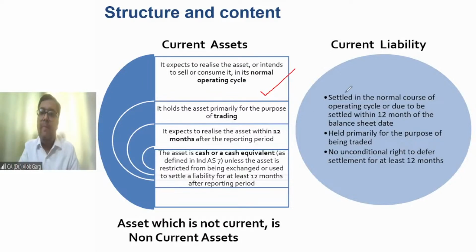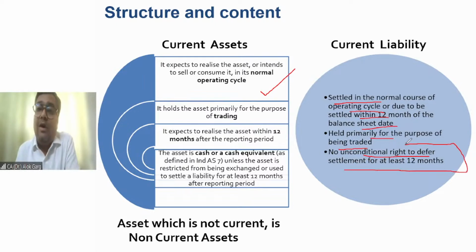So friends, first of all, a current liability is a liability which is due to be settled within the operating cycle or within 12 months from the reporting date. A liability which is held primarily for the purpose of trading, or where there is no unconditional right to defer the settlement for at least 12 months. No unconditional right to defer the settlement. For example, friends, leave encashment. This is one of the classic examples which I want to give you. If you look at leave encashment, you know what happens with it?